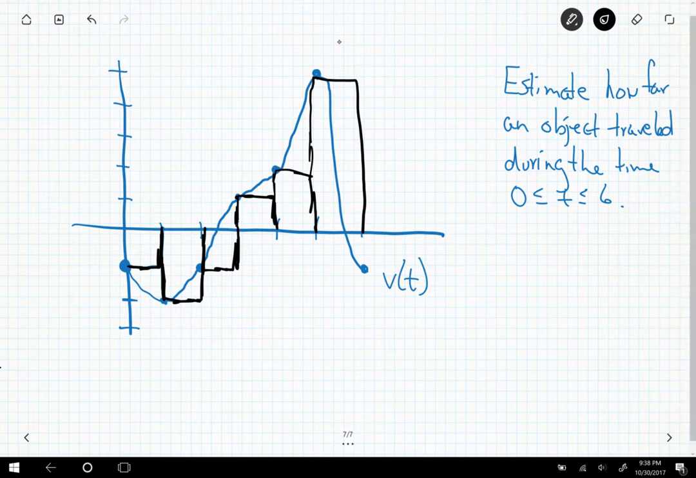And notice this last point, even though it drops down below, it doesn't really become involved.